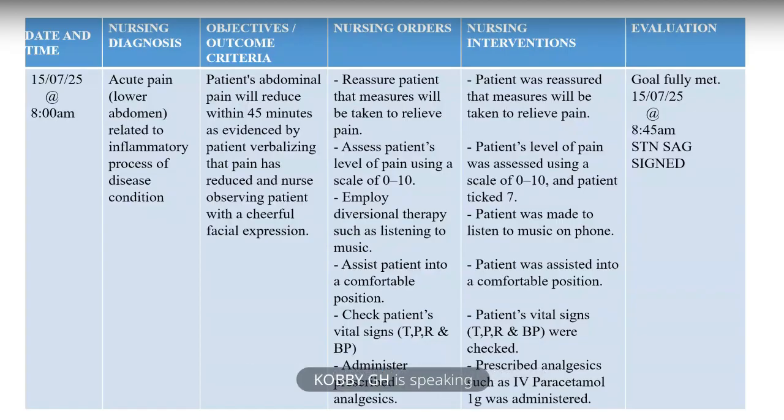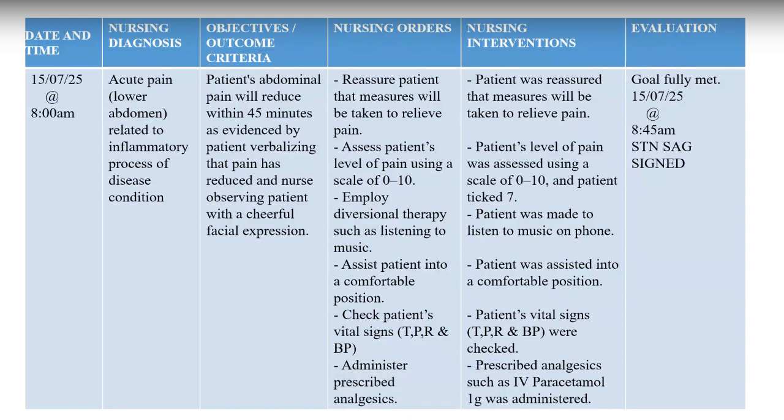What I'm saying is that the first assessment, assess patient's level of pain using a scale of 0 to 10. Patient's level of pain was assessed using a scale of 0 to 10, patient takes 7. Now we've employed diversional therapy. We've assisted patients into a comfortable position. We've checked vital signs. We've administered prescribed medication. Someone can write a last order, reassess patient's level of pain. Then the intervention: patient's level of pain was reassessed using a scale of 0 to 10. Patient takes 2.